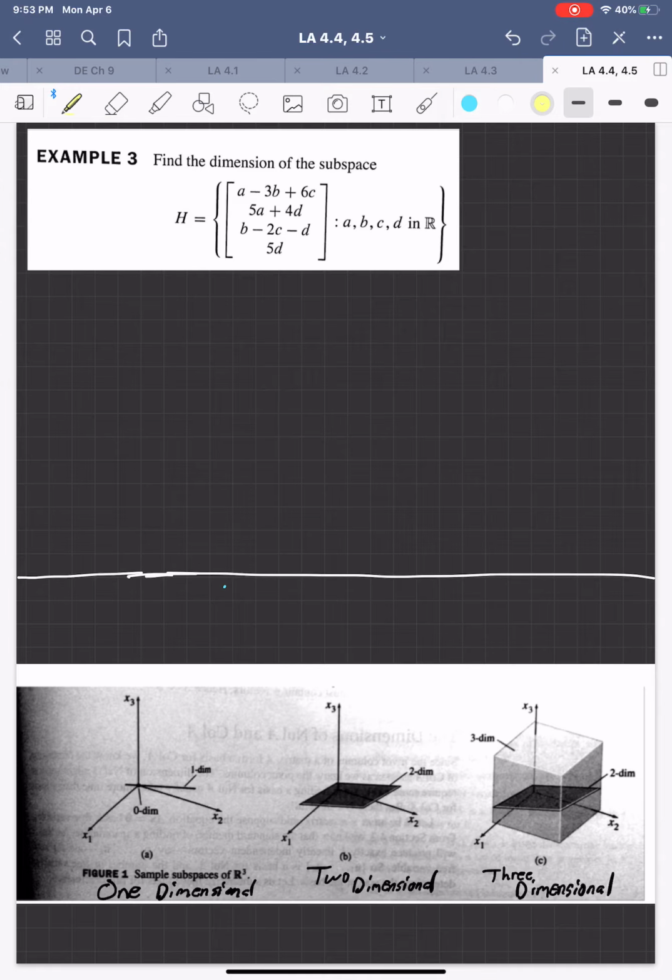So let's try another one here. This one reads: find the dimension of the following subspace. H is defined as follows. And we're told that A, B, C, D are all real numbers, in the real number system. Now, to answer this question, I would like to have a basis.